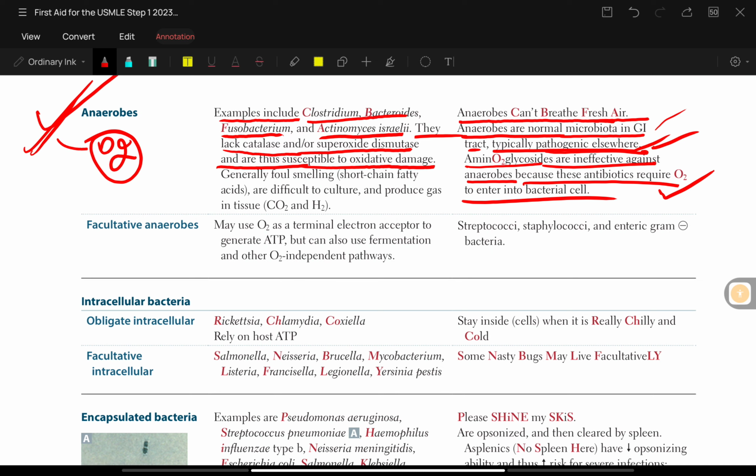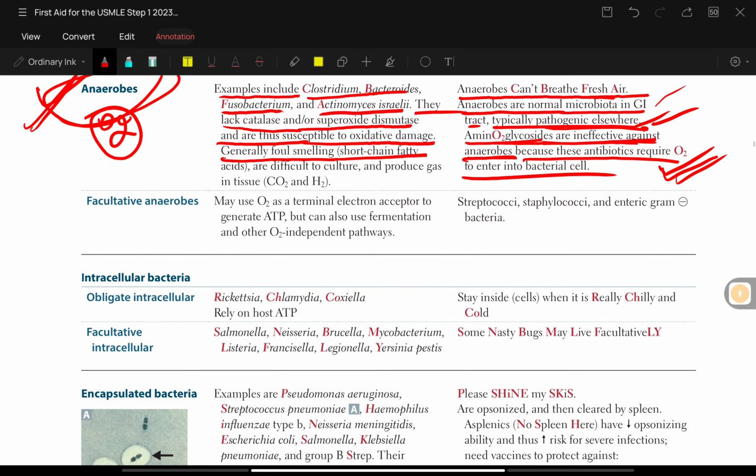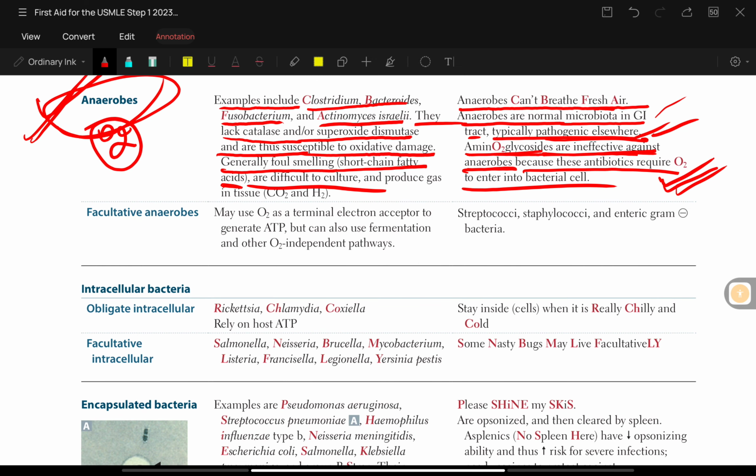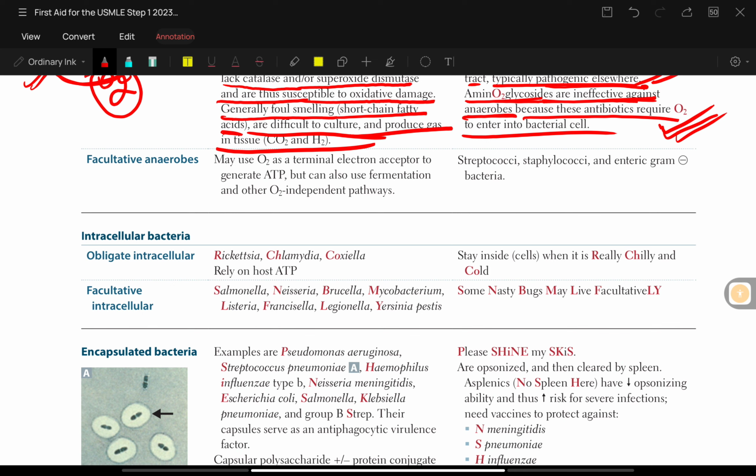So as anaerobes do not require O2, aminoglycosides are ineffective against anaerobes. Generally they have a foul smell, produce short fatty chain acids, are difficult to culture, and produce gas in tissue, that is CO2.